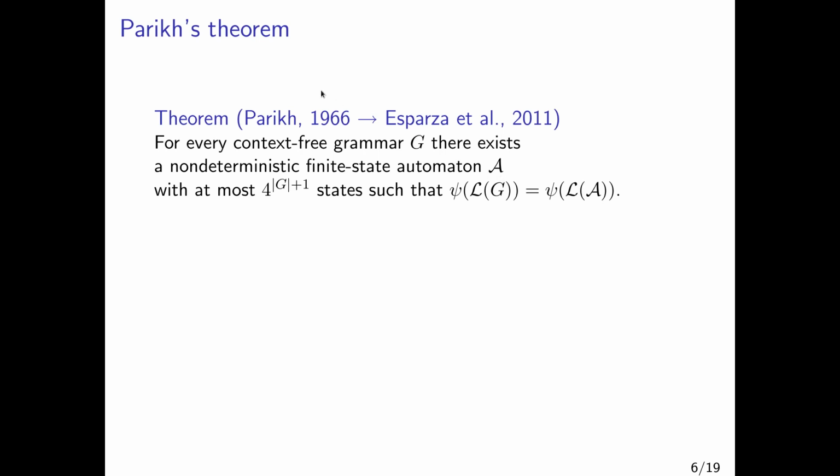So in Parikh's original work in JACM 1966, there were no bounds of this form given on the size, and these specific numbers are due to Esparza et al. In particular, they tell you that if you've got a grammar with, let's say, n non-terminals, then there is a Parikh equivalent NFA of at most an exponential size. So this is 4 to the size of the grammar, and you can think of this as the grammar given in Chomsky normal form.